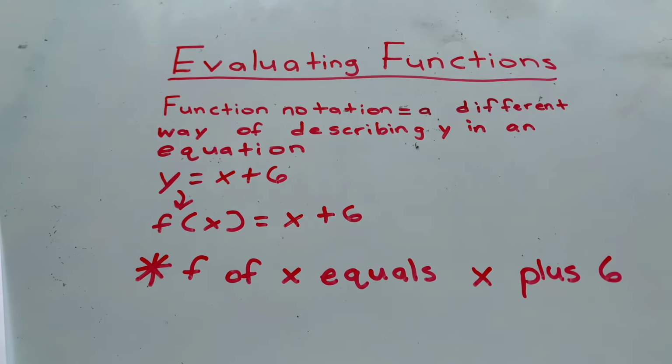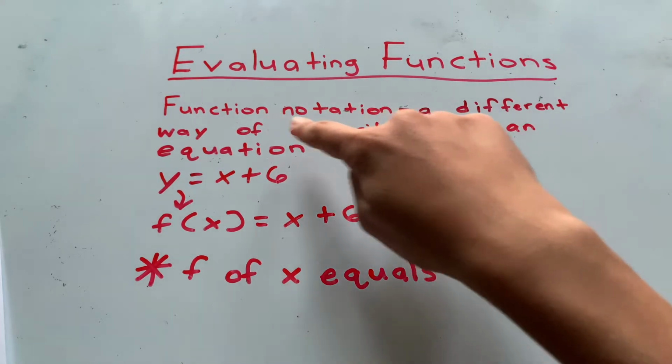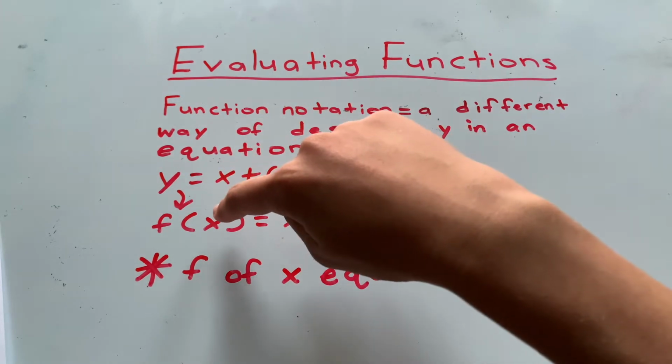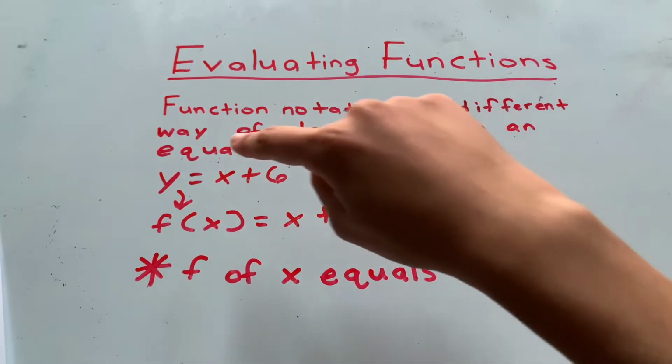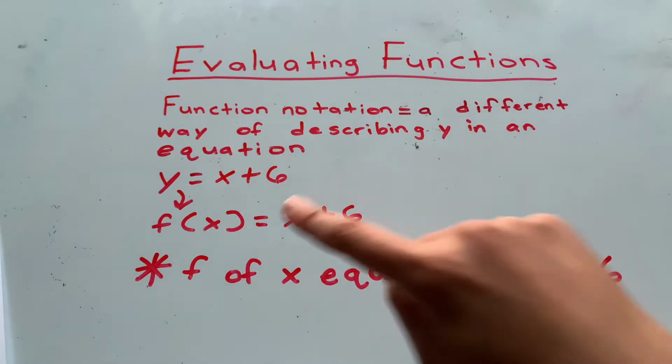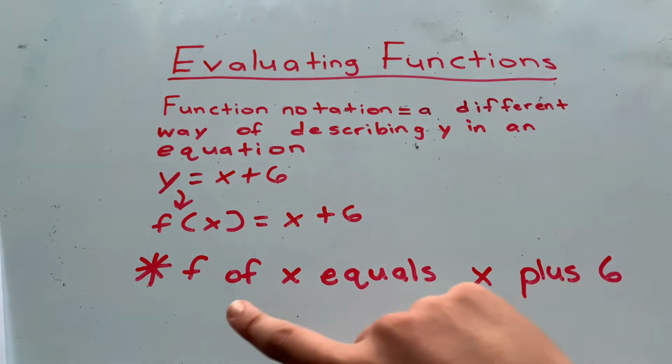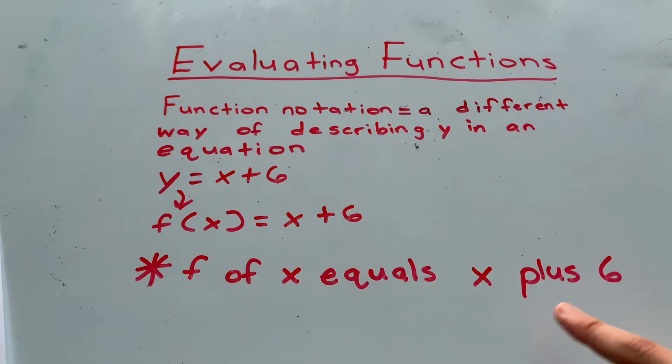So first off, if you do not know what a function is, click in the top right and go to my last video to see what a function is. A different way of describing y in an equation is what function notation is, as you see right there. Pretty much what this means is that y is being replaced with f of x, as you can see the y becoming f of x. Y equals x plus 6 changes to f of x equals x plus 6. It is read as f of x equals x plus 6.